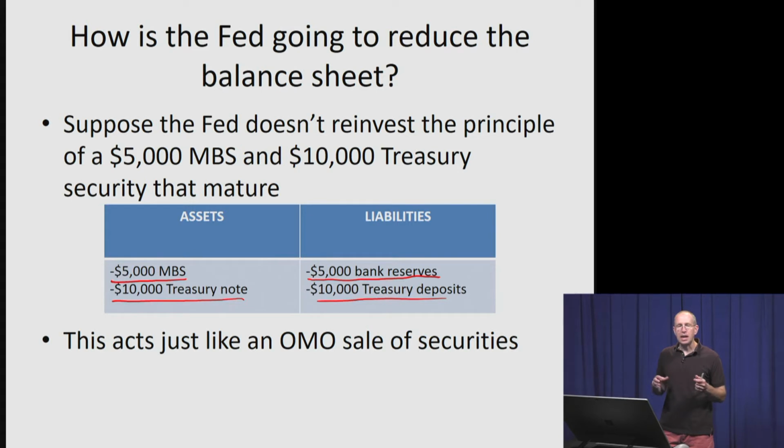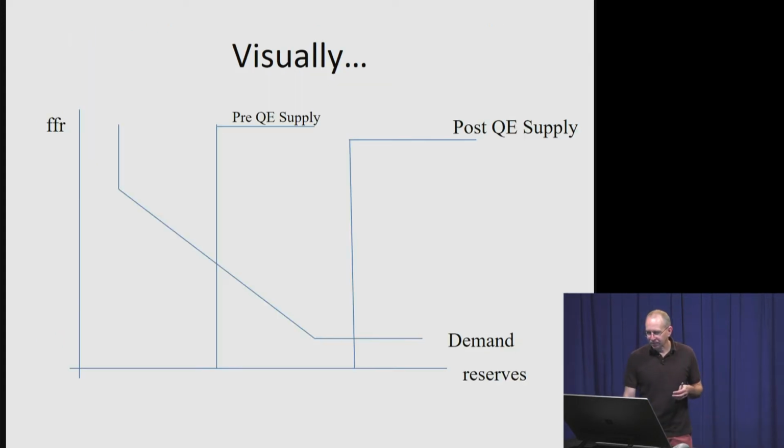And so you can see that for the most part, in terms of the size of the balance sheet, letting the securities mature has an effect very similar to an open market operation, in that the size of the balance sheet declines. If the Fed made an open market sale, it would have a similar impact on the size of the balance sheet. But notice that when we're dealing with maturing Treasury notes, there is also involvement of the Treasury deposits on the liability side.